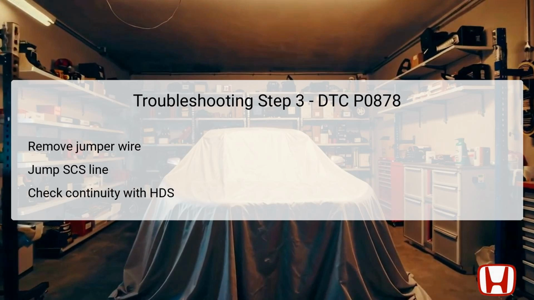Step 3 involves conducting an open wire check on the OP5SW line, crucial for diagnosing any wiring problems. Start by turning off the engine and removing the previously connected jumper wire. Then, jump the SCS line using the HDS by activating SCS short mode. This maneuver prepares for testing continuity.